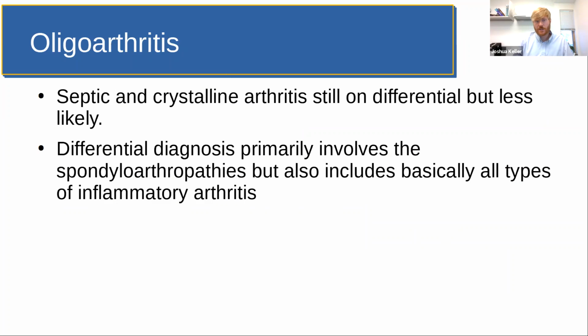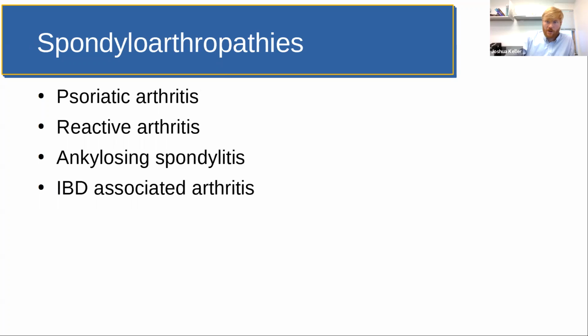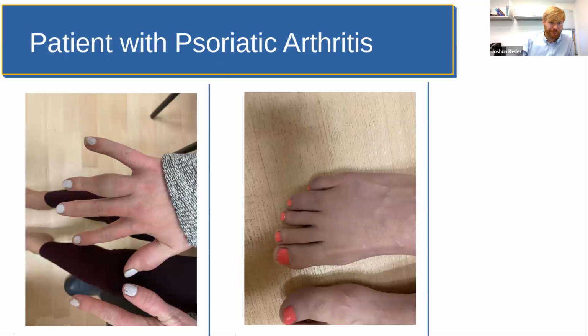So, oligoarthritis. Septic and crystalline arthritis, like I've mentioned, are still in the differential, but they go a lot lower once you're on more than one joint with either of those diseases. So spondyloarthropathies are mostly what we see in oligoarticular arthritis: psoriatic arthritis, reactive arthritis, ankylosing spondylitis, IBD-associated, and then enthesitis-related JIA, but I'm an adult rheumatologist, so I didn't include that one.